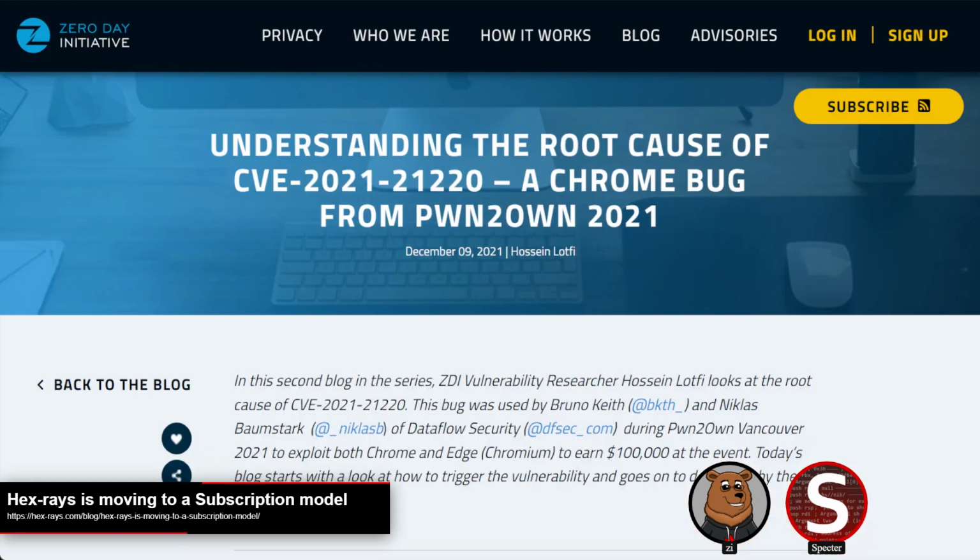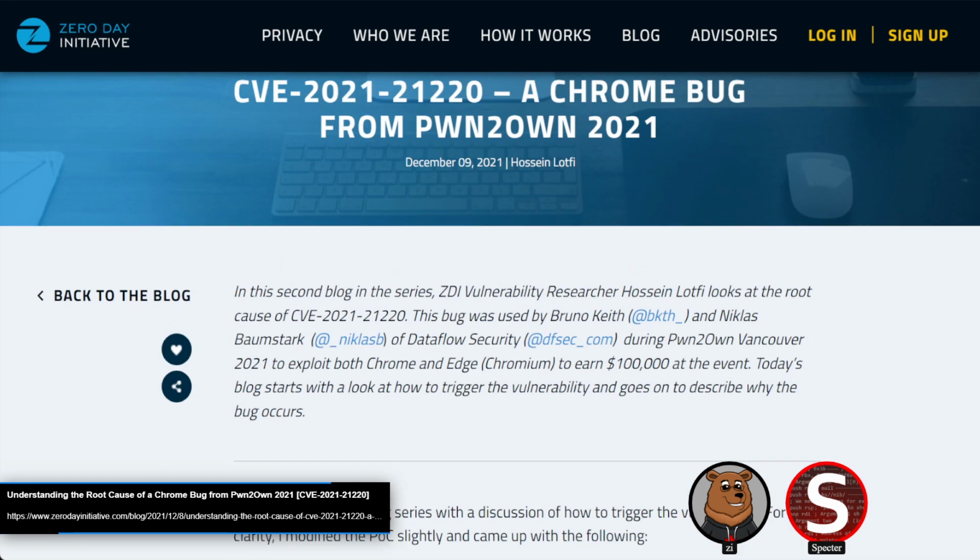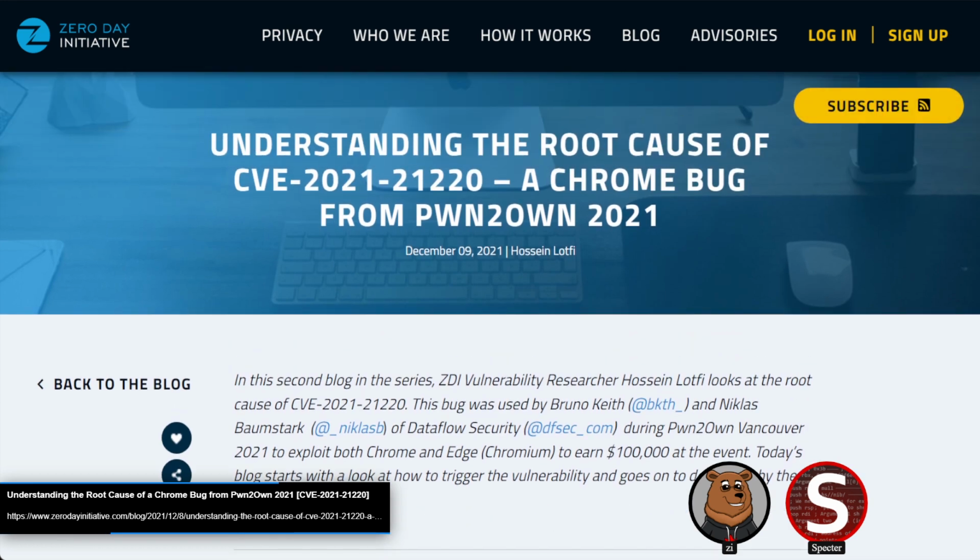So yeah, we have a good mix of interesting issues today. Not really any meme bugs. There are one or two simpler bugs, but we'll start off with a cool one that was detailed by ZDI. This was a bug that affected both Chrome and Edge, or Edgium, as I like to call it, which was used by Bruno and Nicholas at Pwn2Own Vancouver 2021.